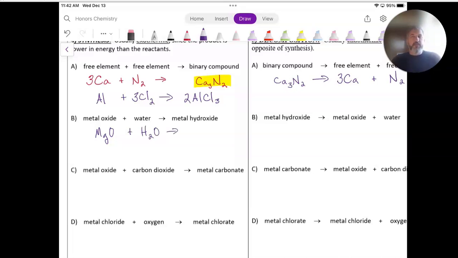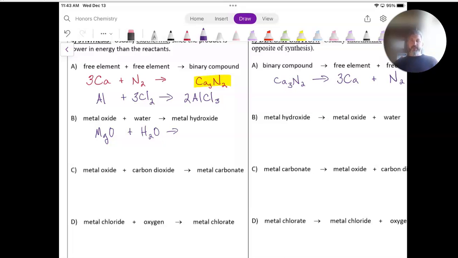hopefully you'll recognize this as a synthesis reaction and not a double replacement. Because if it were double replacement, you'd have two ionic aqueous solutions. While magnesium oxide could be an aqueous solution, the water, of course, is not. It's just a molecule, it's just water. So once you see that it's not two aqueous ionic compounds, you know not to treat it like a double replacement. You're going to treat it like a synthesis.